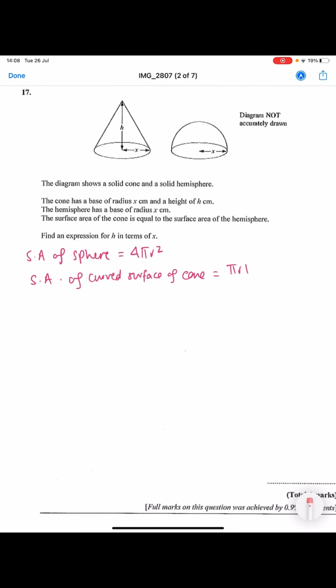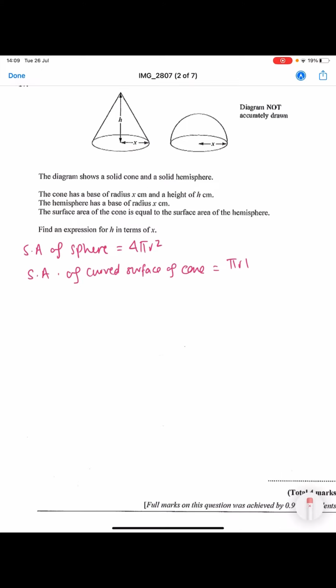Okay, so let's read the question. The diagram shows a solid cone and a solid hemisphere. The cone has a base of radius x centimeters and a height of h centimeters as shown here. The hemisphere has a radius of x centimeters. The surface area of the cone is equal to the surface area of the hemisphere. Find an expression for h in terms of x.